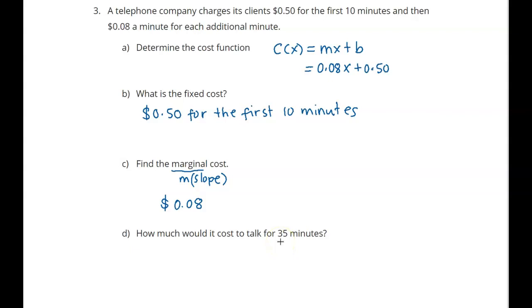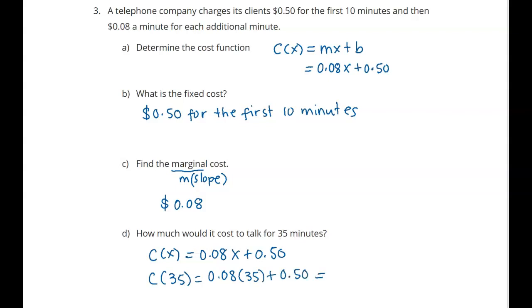The next, how much would it cost to talk for 35 minutes? So to compute for that, we're just going to evaluate our cost function C of x equal to 0.08x plus 2.50 at x equals 35. So C of 35 is equal to 0.08 times 35 plus 2.50. Simplifying this will give us 2.5. That means it costs you $2.50 to talk for 35 minutes.